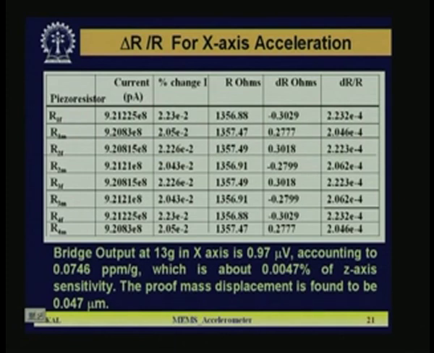Here the proof mass displacement is found to be 0.047 micrometer. In the earlier case it was nearly 5 micrometer in z-axis, but in x-axis the displacement is very small and the sensitivity is 0.0047% of z-axis. So that means, as I told you, for avionics applications, if you need a one axis design, the off-axis sensitivity should be low. So it is really a third order variation compared to the z-axis acceleration.